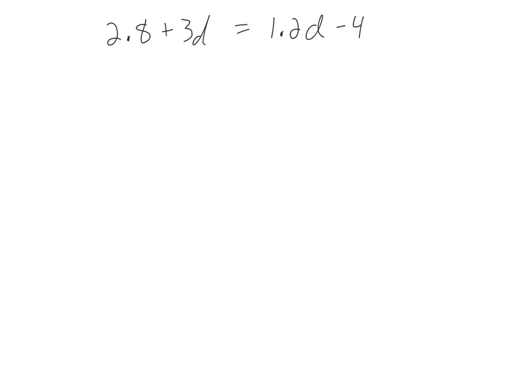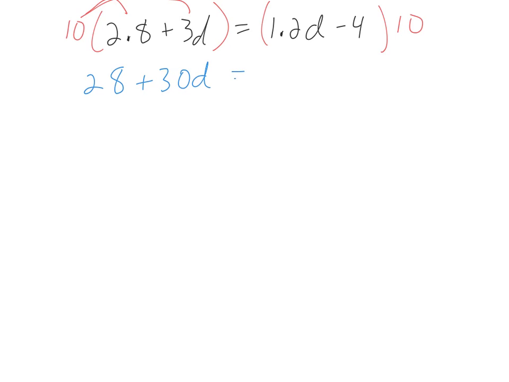So the idea here is that there's one decimal place, which is the longest decimal. So I'm going to multiply each side by one factor of 10. And you'll see in later problems there's more decimals, multiplied by a bigger multiple of 10. So I'm going to multiply both sides by 10. When I do the distributive property, 10 times 2.8 is 28. And 10 times 3 is 30, so 30d.